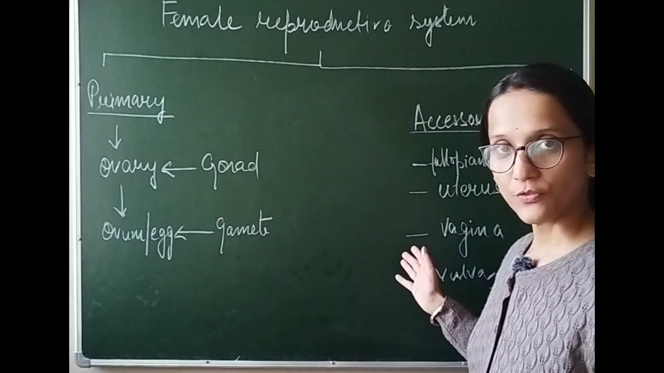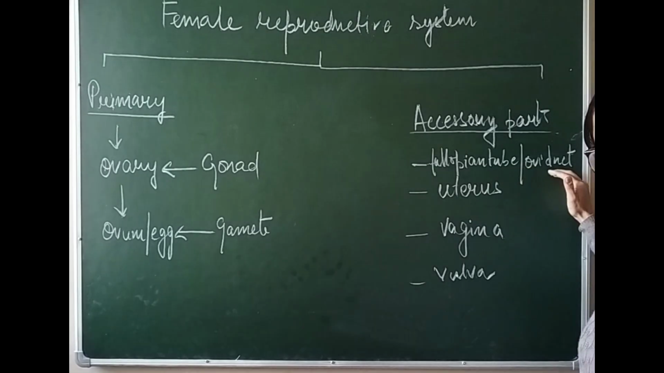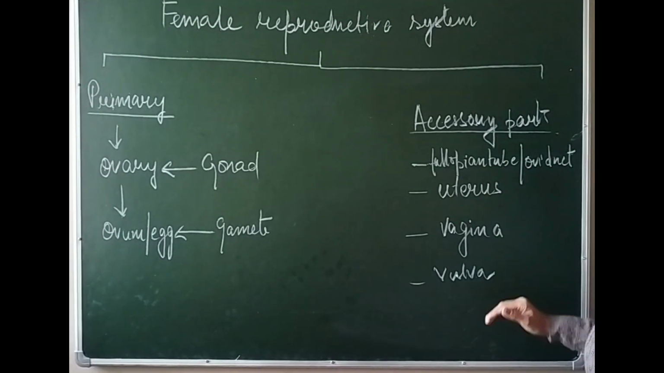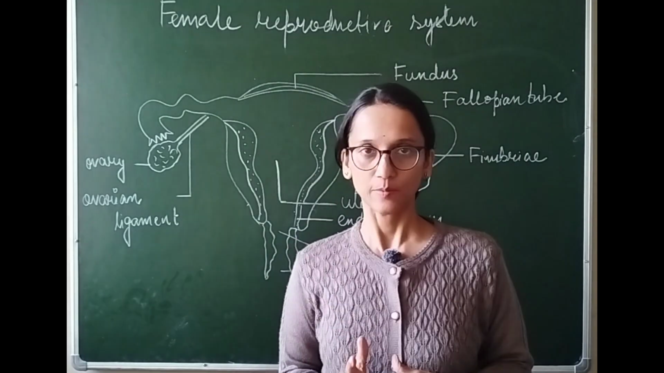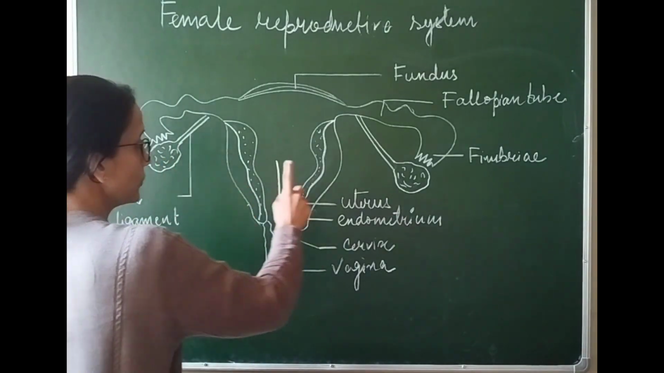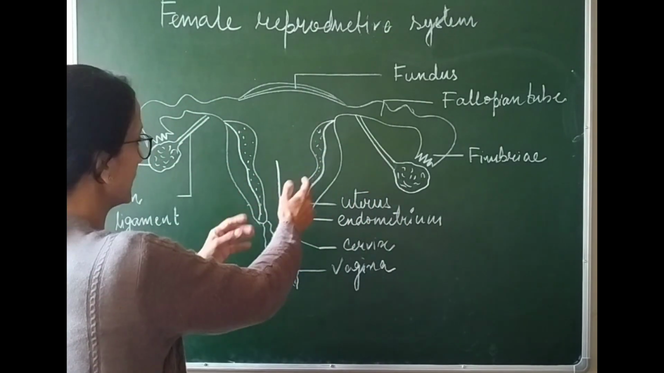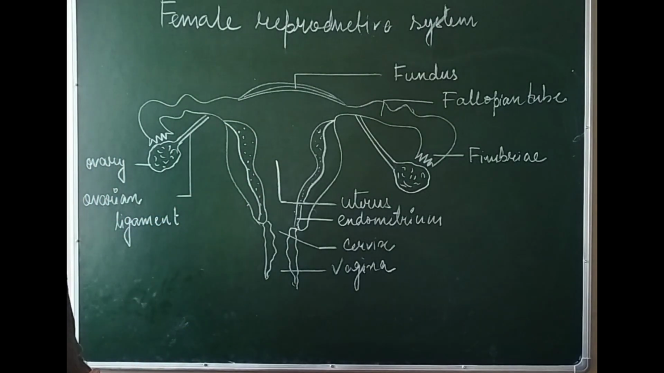The other parts of the female reproductive system are, number one, the fallopian tube, also known as the oviduct, then the uterus, vagina and vulva. Okay, now let us quickly understand how these different organs are organized within a female body. So the female reproductive system looks like this, where there are two ovaries. These ovaries are not directly connected to the main body, but they are connected with the help of a ligament which is called the ovarian ligament.